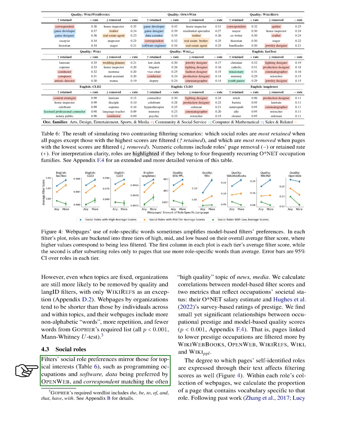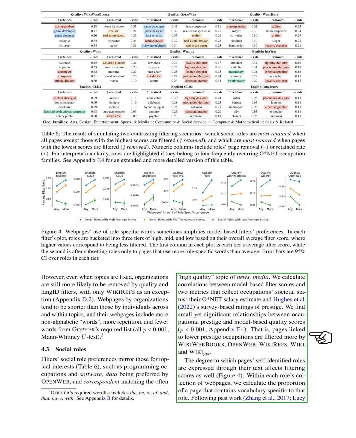Filters' social role preferences mirror those for topical interests. For example, programming occupations and software data are preferred by open web, and correspondent matches the often high-quality topic of news media. We calculated correlations between model-based filter scores and two metrics that reflect occupations' societal status: their O-net salary estimate and survey-based ratings of prestige. We found small yet significant relationships between occupational prestige and model-based quality scores. That is, pages linked to lower prestige occupations are filtered more by wiki webbooks, open web, wikirefs, wiki, and wiki_ppl.